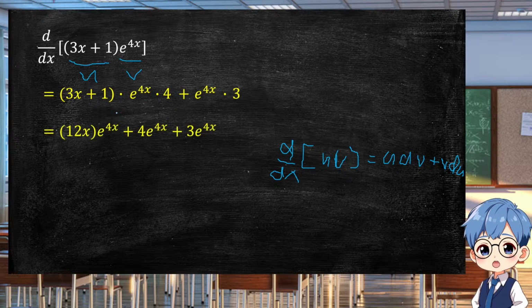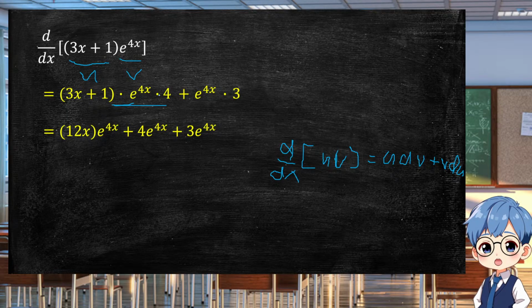Okay, so we distribute here. This one, we distribute. So e to the power 4x times 4 times 3x is just 12x e to the power 4x. Then e to the power 4x times 4 times 1 is just 4 e to the power 4x. And of course, just rewriting this part here, rearranging, so we have this.